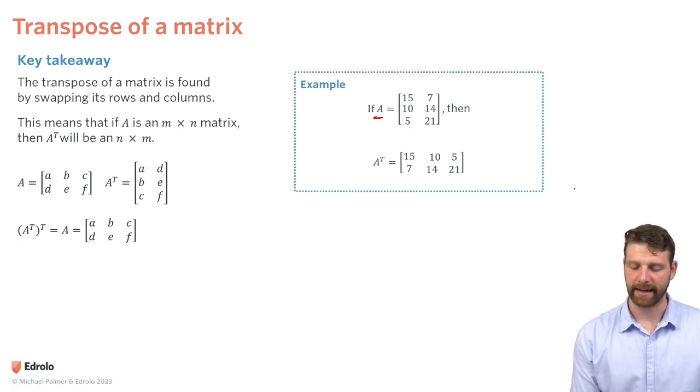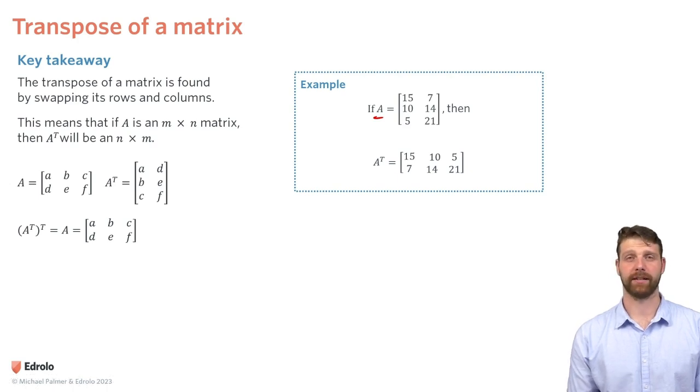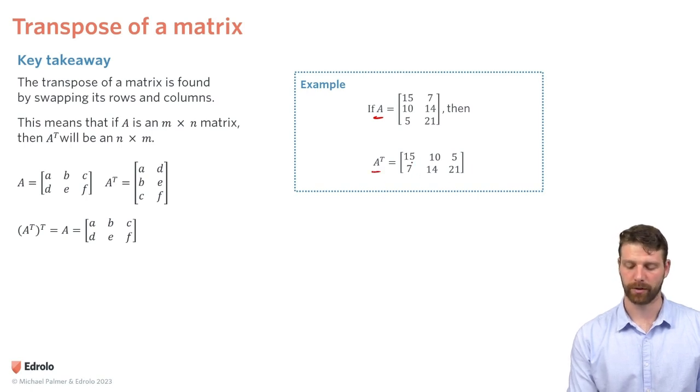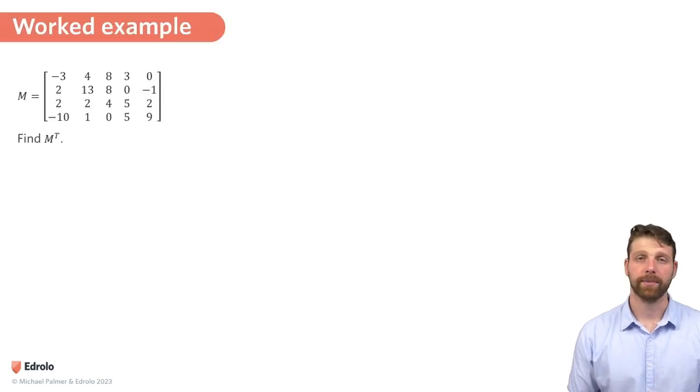Okay, I've given an example here. So here's A, which is equal to the matrix with first column 15, 10, 5, and second column 7, 4, 21. Then its transpose will look like this. We've got 3 rows now: 15, 7, which was the first column, 10, 4, which was the second column, and 5, 21, which was the third column. Pretty easy.